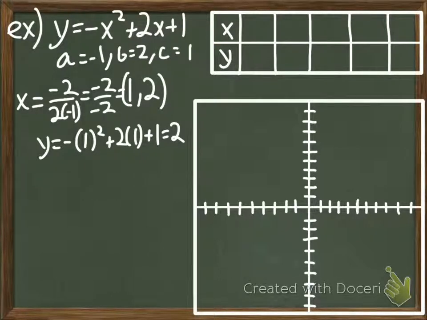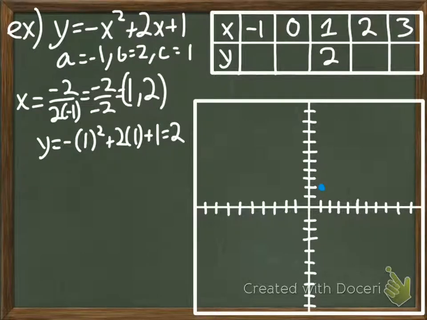So let's plot that. I'll plot this one in blue. So 1, 2. So here is my vertex. So I'm going to fill that in the XY chart. So it's at 1, 2. Alright, and I'm going to pick 2 to the left and 2 to the right. And I'm just going to go ahead and pick 0, -1, 2, 3.